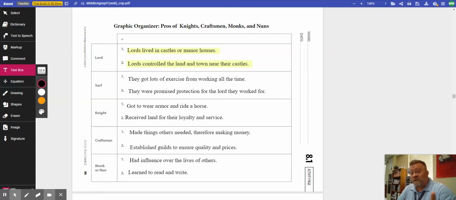Welcome back, fourth grade. Hopefully I did this right, and hopefully I spliced it right as well. Anyways, I want you to take a look at my graphic organizer 8.1 that's on the screen here.